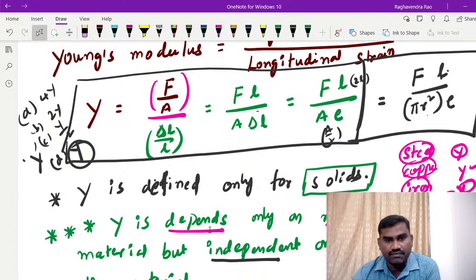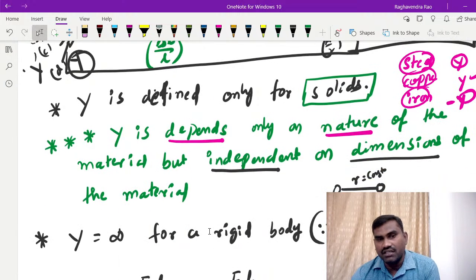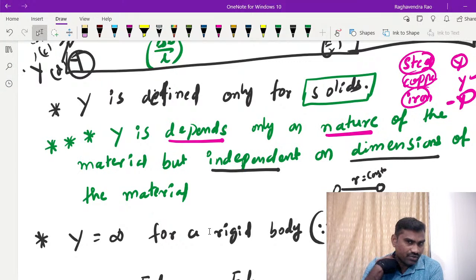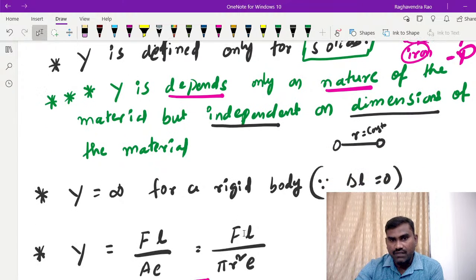Okay. Now Young's modulus is not defined only for solids. It is not defined for liquids and gases, because elongation of a wire is possible only in solids. Young's modulus value depends only on the nature of the material but is independent of the dimensions of the material. That is the reason we have taken different dimensions of the same material; Young's modulus will remain the same.